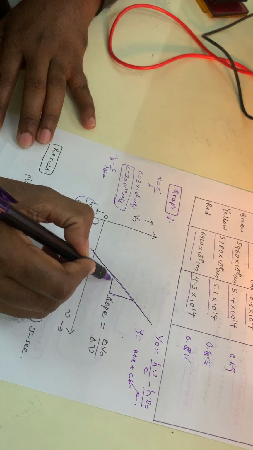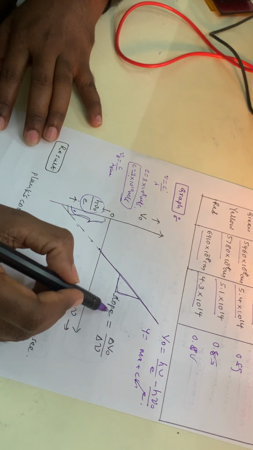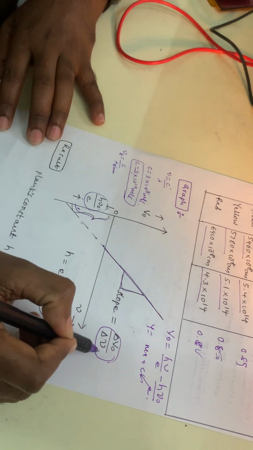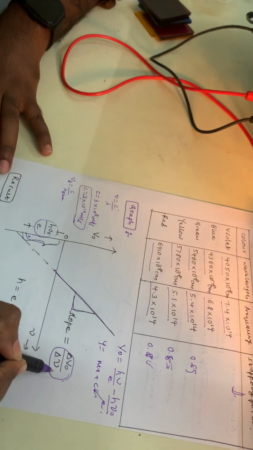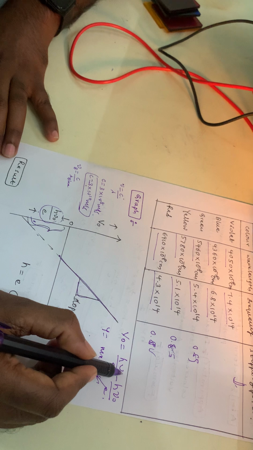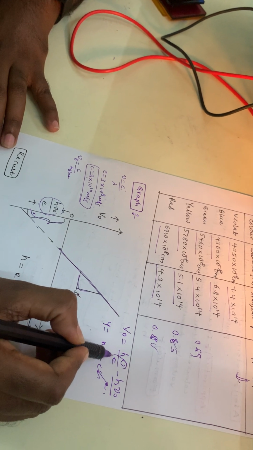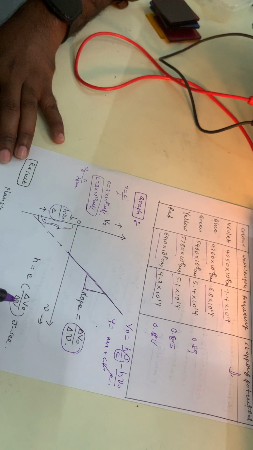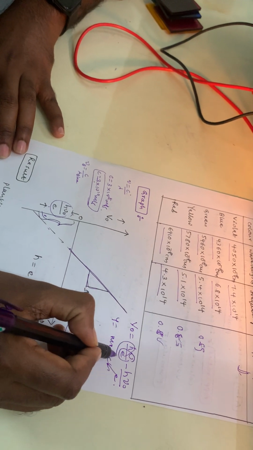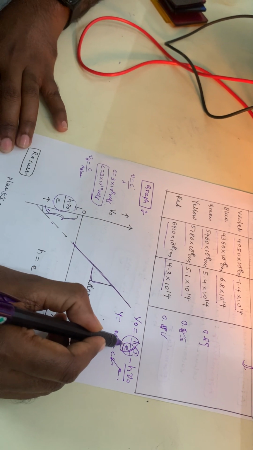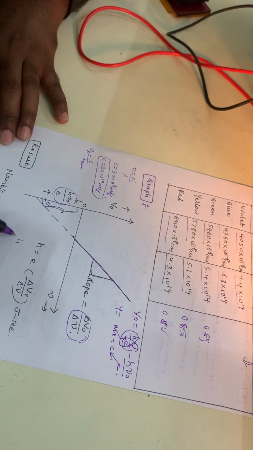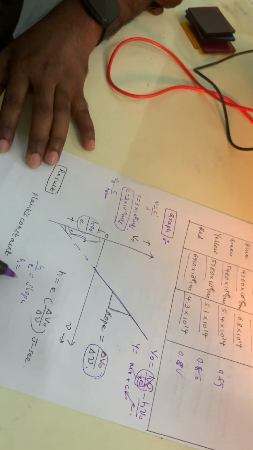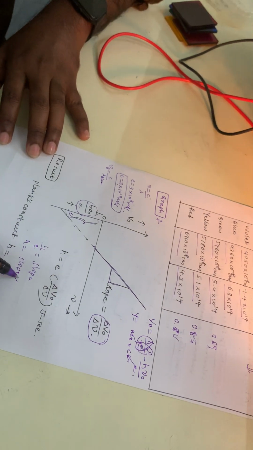Through the slope it will come. That slope will give delta V naught by delta nu. Which one will it give? It will give the 1 by e value. So that h by e value is given by that slope. M is equal to h by e. H by e is equal to slope. Therefore h, the Planck constant, is slope into e.